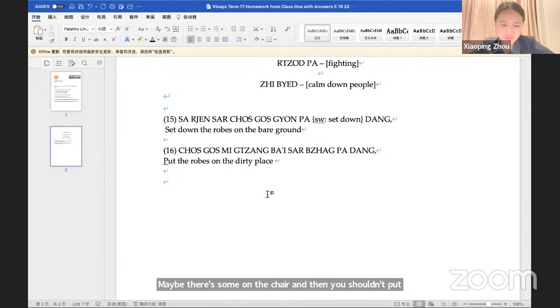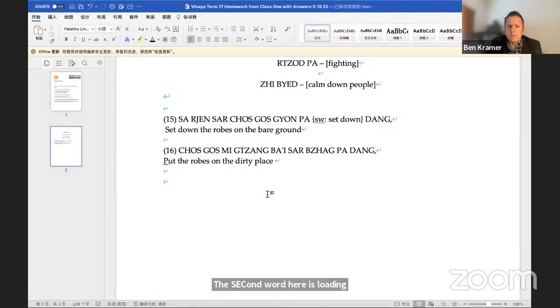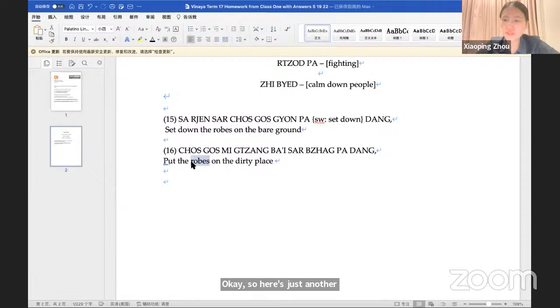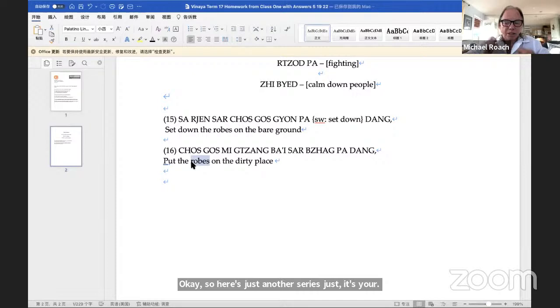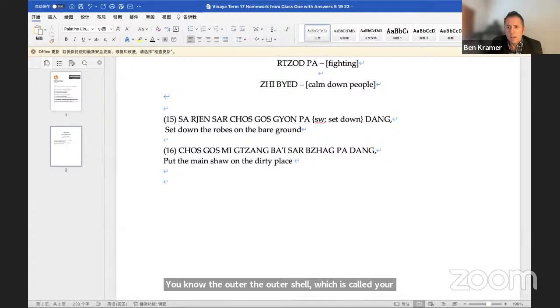The second word here is clothing. Not the robes. So it's not the robes here, just clothing. It's your main shawl. It's that shawl with the patches on it. You know, the outer shawl, which is called your dharma, your main dharma robe.